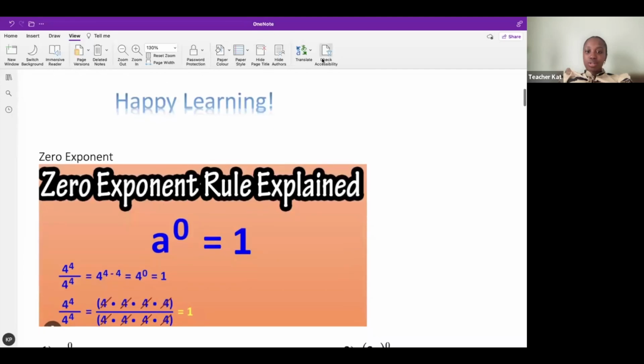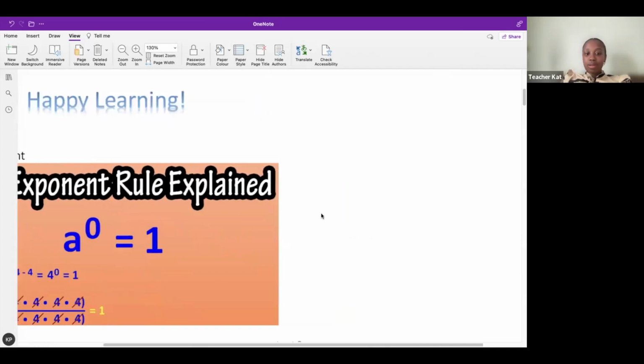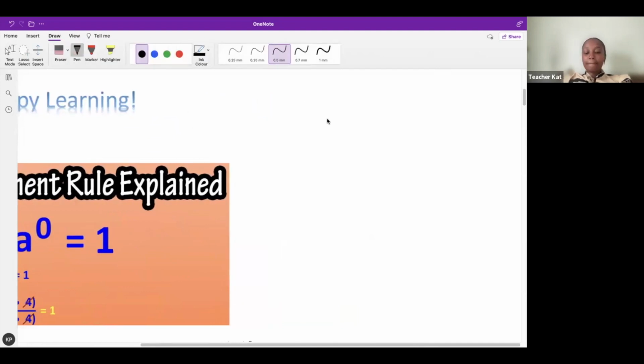Zero exponent rule, which I am first going to explain where it comes from so that it makes sense. We always say anything to the power of 0 equals 1. But have you ever wondered where that comes from and why it works? This is why. I don't like the fact that they used so many 4s, so I'm going to make my own example on the side here.